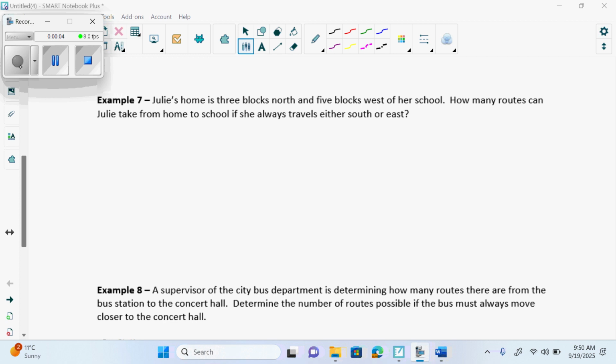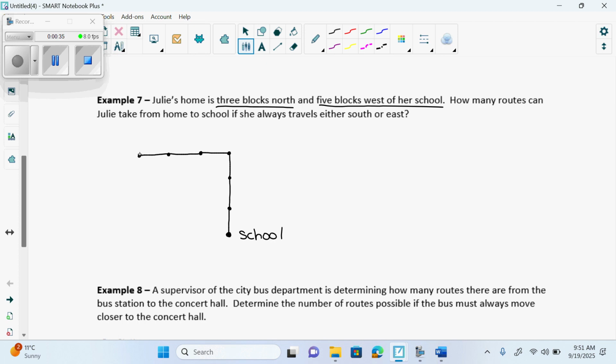It says Julie's home is 3 blocks north and 5 blocks west of her school. So if I put her school here, her home is 3 blocks north. 1, 2, 3 north, and then 5 west. 1, 2, 3, 4, 5.